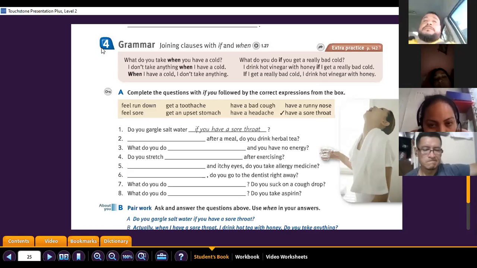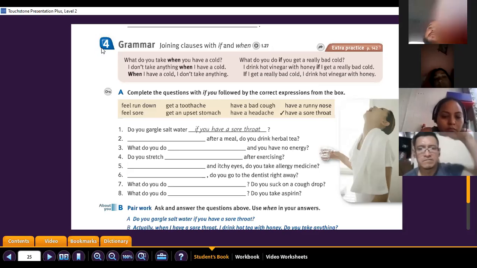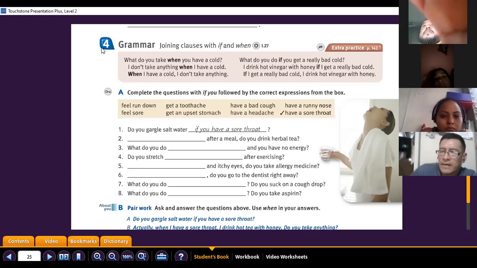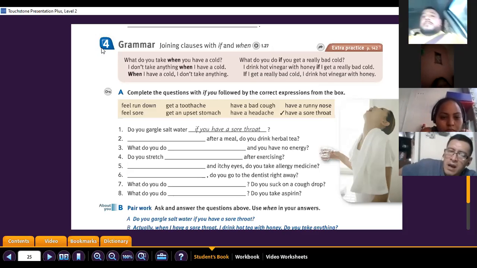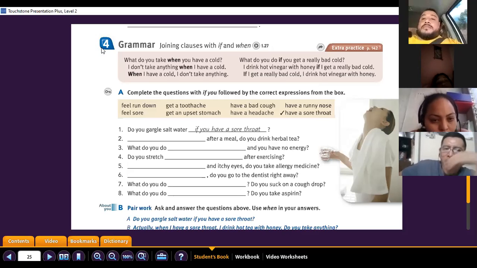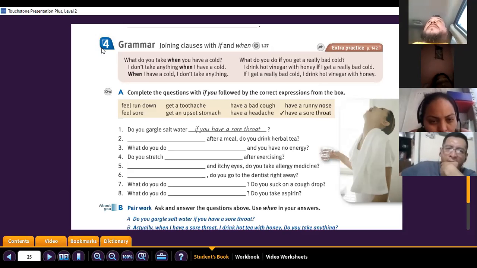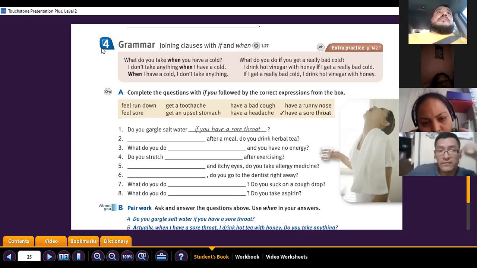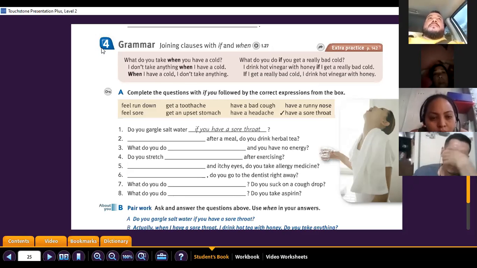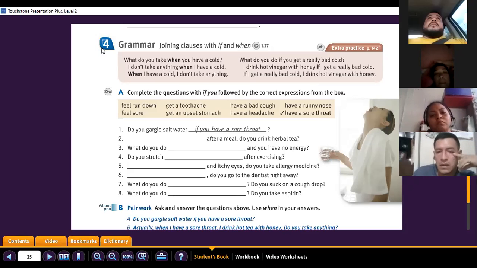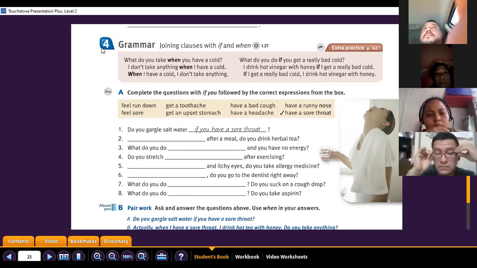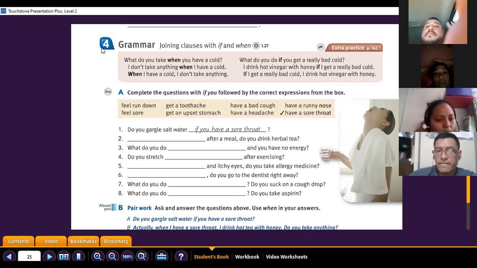Okay, so what do you do if you get a really bad cold? I drink hot vinegar with honey if I get a really bad cold. Or you switch the positions: If I get a really bad cold, I drink hot vinegar with honey. The meaning is exactly the same. There is only one little difference. What is the difference that you can see?